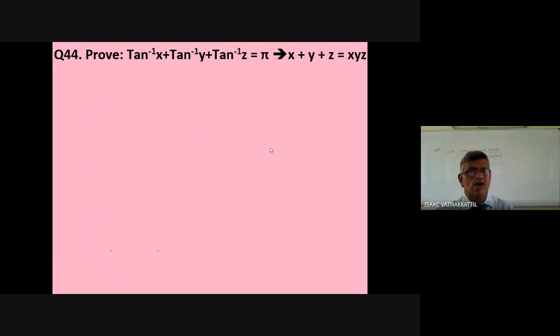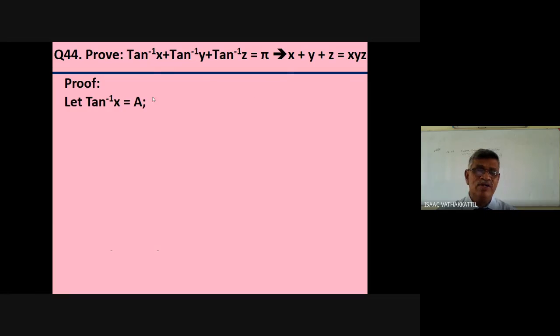Question 44. Prove that something is given. What is given? Tan inverse x plus tan inverse y plus tan inverse z equal to pi. You have to prove that x plus y plus z equal to xyz. Question looks different, difficult. If you go on adding tan inverse x plus tan inverse y, then go on adding tan inverse z. Not necessarily.